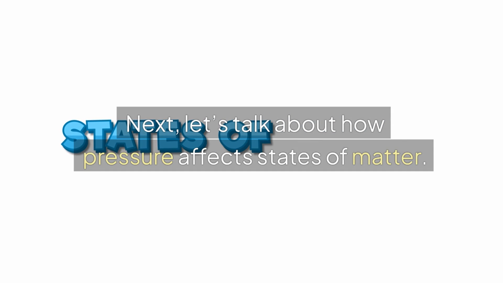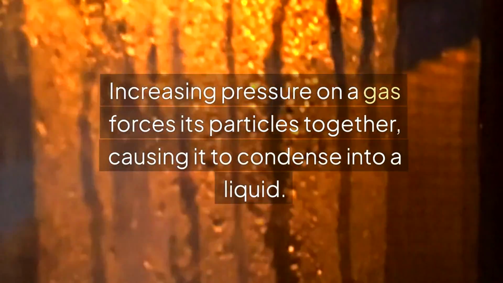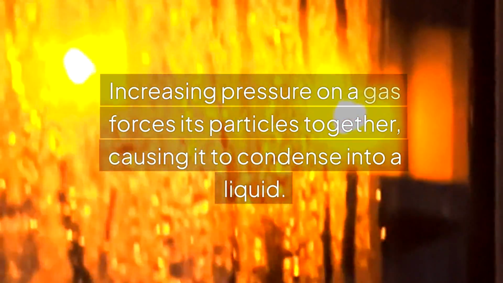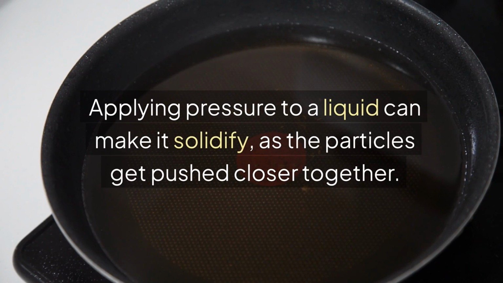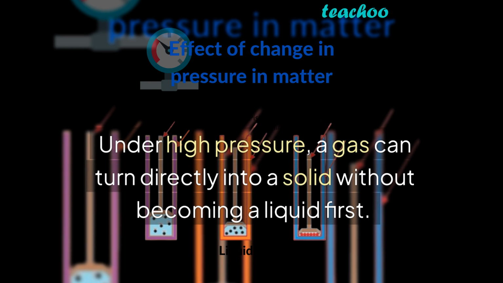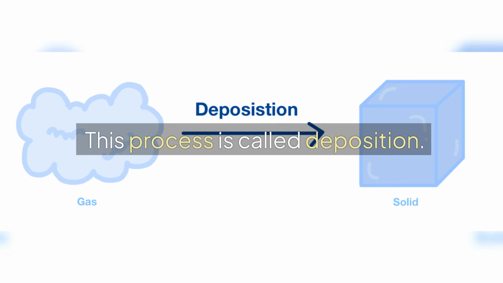Next, let's talk about how pressure affects states of matter. Increasing pressure on a gas forces its particles together, causing it to condense into a liquid. Applying pressure to a liquid can make it solidify, as the particles get pushed closer together. Under high pressure, a gas can turn directly into a solid without becoming a liquid first. This process is called deposition.